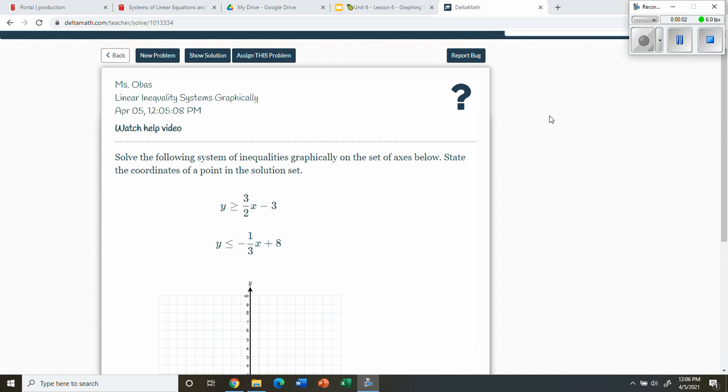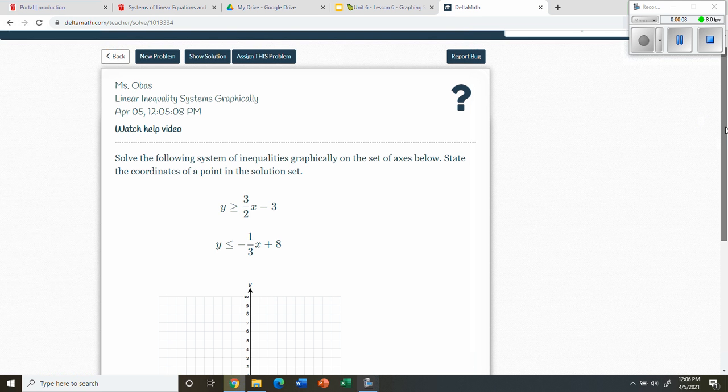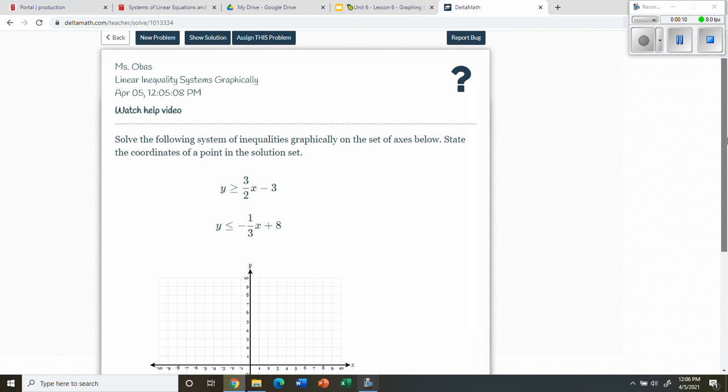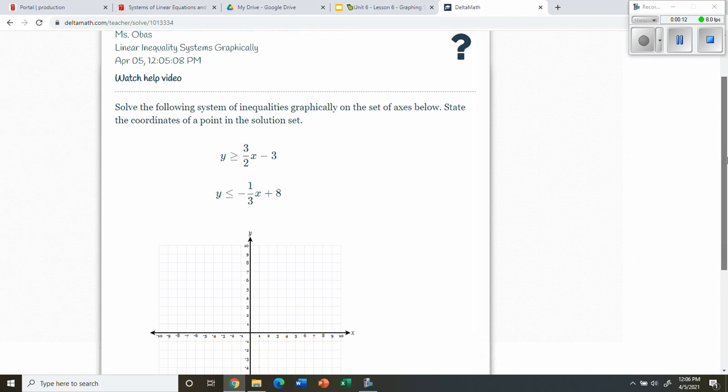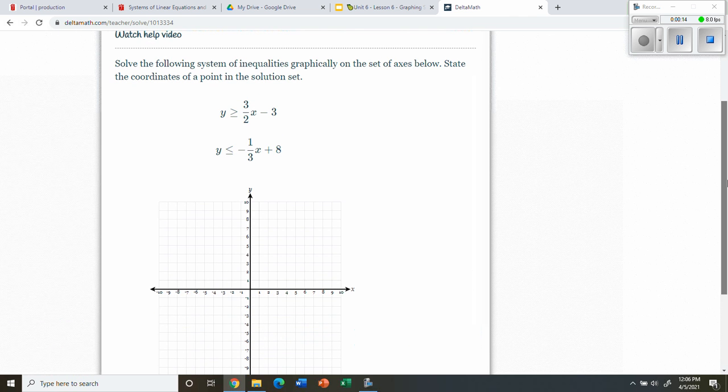Hi, this video will show you how to do this assignment. Basically, you're going to be graphing two inequalities on the graph, and I'll show you the steps in order to do that. So for example, you have two of the inequalities.